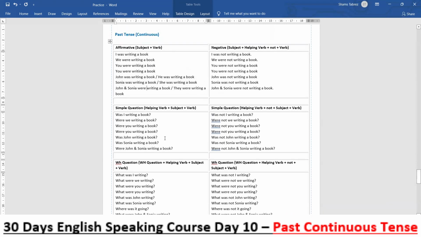Yes, so the answer to this one, let's say, was John writing a book? Then the answer: Yes, John was writing a book. If it is affirmative. If it is negative, John was not writing a book. No, John was not writing a book. So whenever you are answering a simple question, your answer should start with yes or no. If it is yes, then an affirmative sentence. If it is no, then a negative sentence.